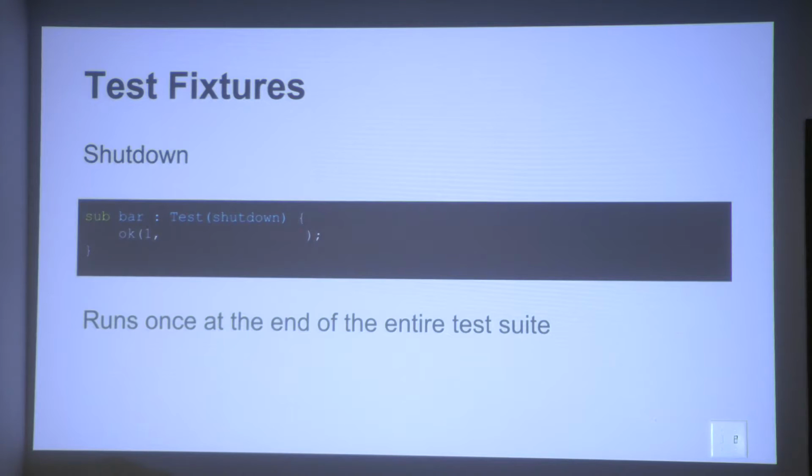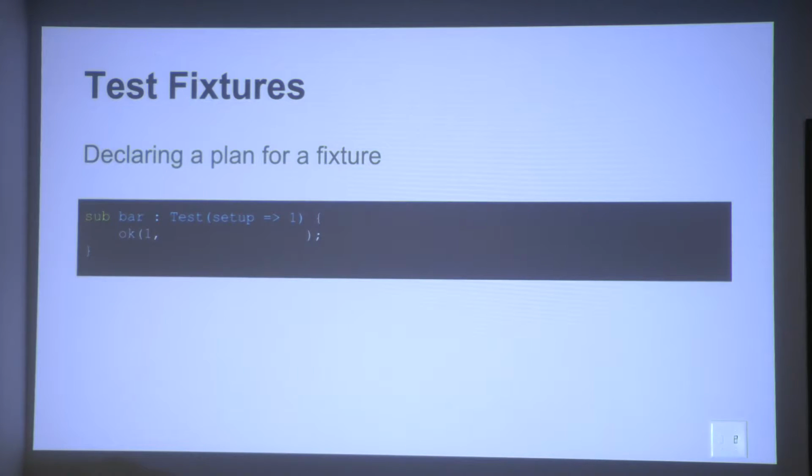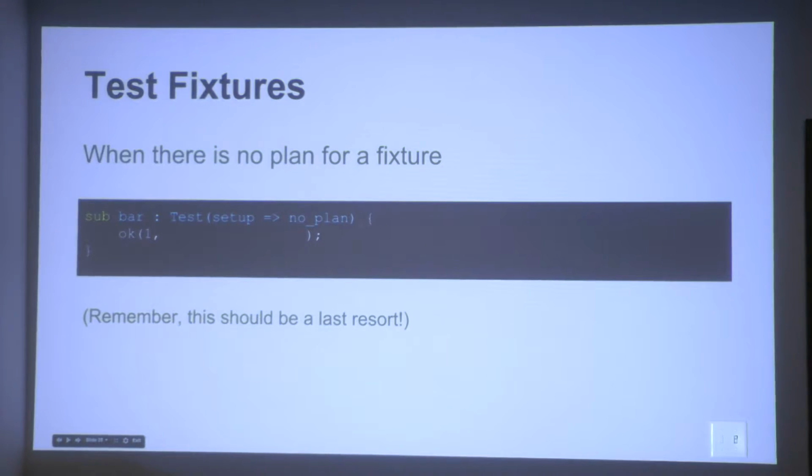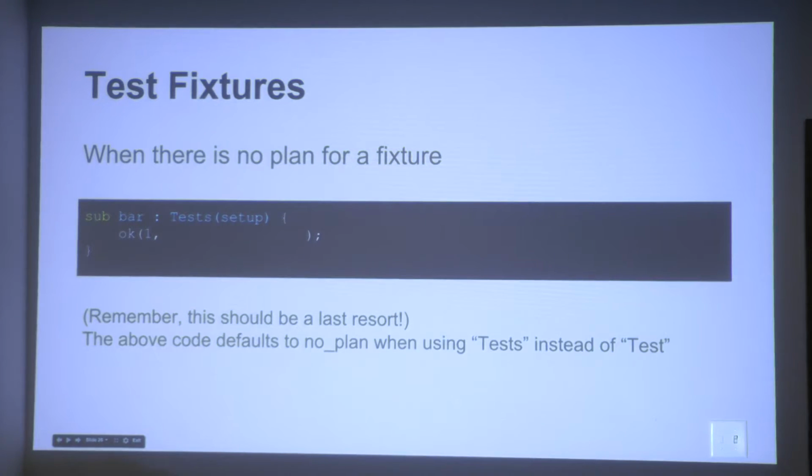So now once again, we want to declare a plan for our fixture, and we just do fat arrow then our plan here. And so in this case, if we only had one, we do one. And similarly, we can declare a no plan for a fixture, by doing either the no plan or the tests.